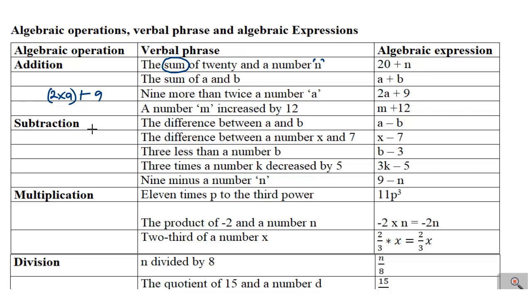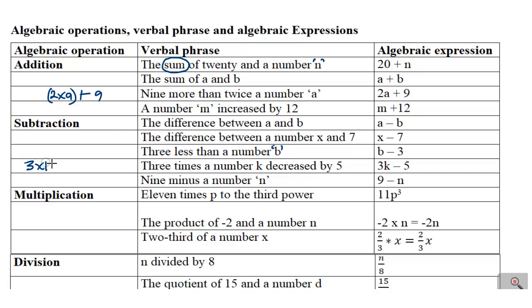So for the subtraction operation, it follows the same logic. The subtraction operation says that the difference between a and b will be a minus b. And the difference between x and 7 is x minus 7. Then 3 less than a number b, meaning that there is a number b and 3 is less than it, so that would be b minus 3.